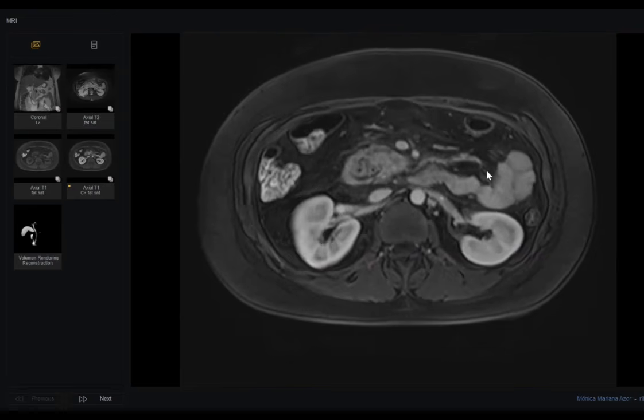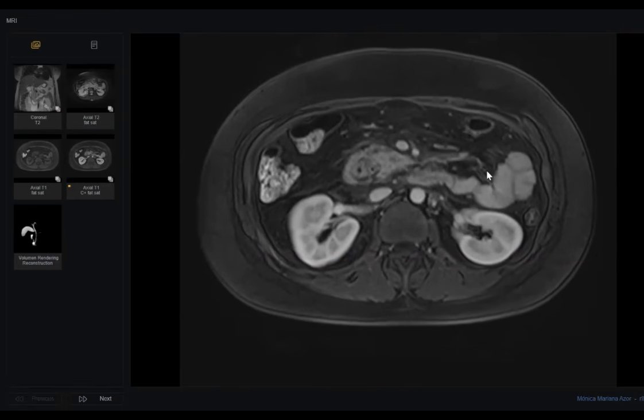So what's your diagnosis? Sir, there are two ducts which I can appreciate at the head of the pancreas. It could be pancreatitis due to pancreas divisum.